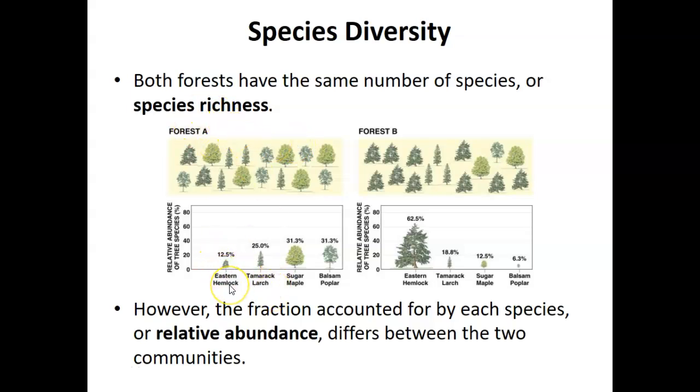Under that situation, you're going to look at the relative abundance, which is the fraction counted by each species. In forest A, different types of trees are almost evenly distributed, but in forest B, the eastern hemlock is predominant and has much more abundance than the rest of the species. Therefore, when a harsh condition occurs, forest A will have a better chance to survive.